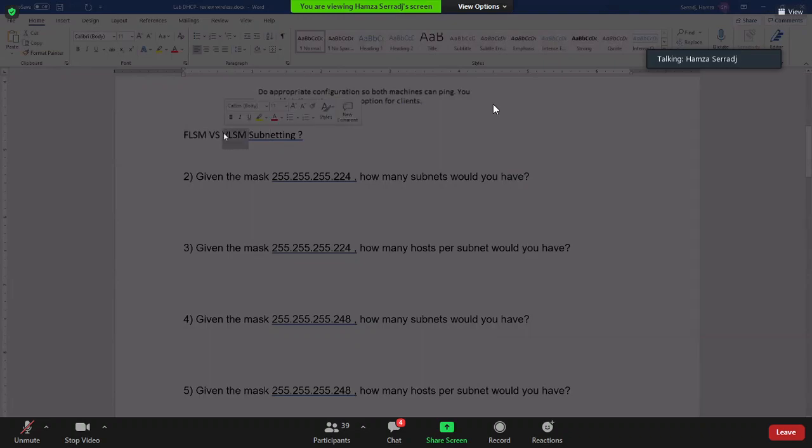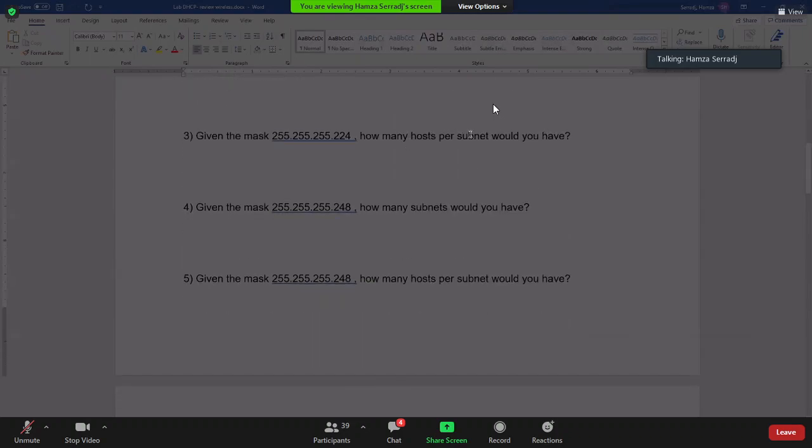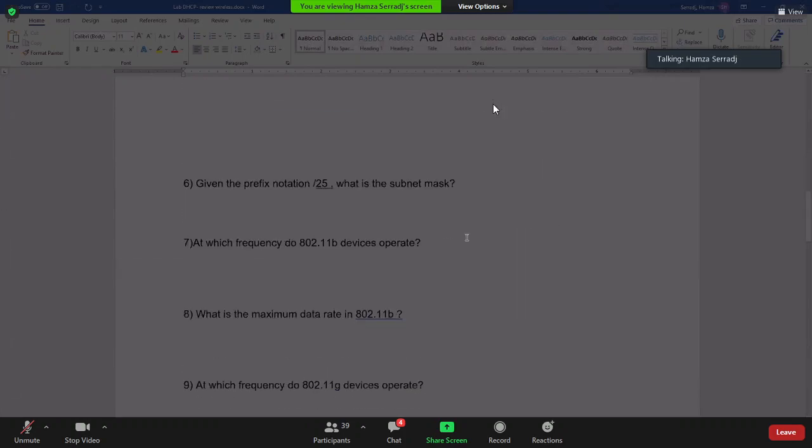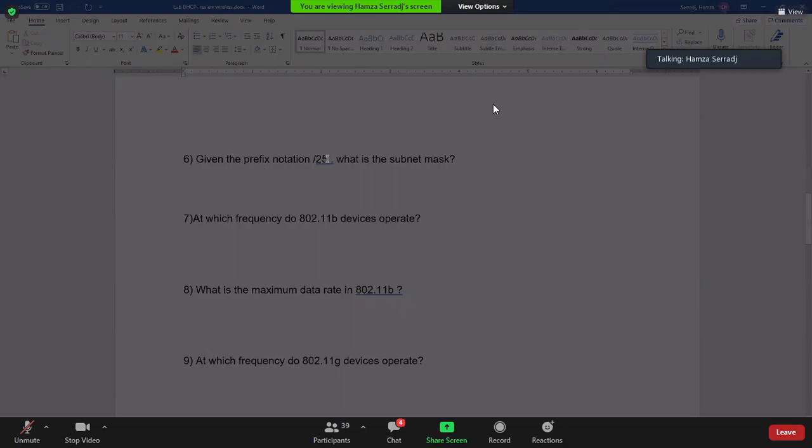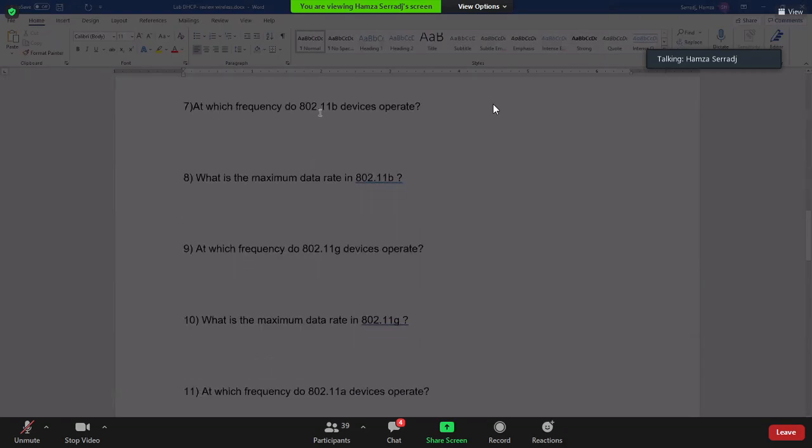This is VLSM. This is how we work here in reality. So we add just another thing here: variable length subnet mask subnetting. So you put a definition here. What is the difference between them? And after, he's asking you some questions here. Given the mask 255.255.255.254, how many subnets, how many hosts? How many subnets in this one, how many hosts in this one? Given the prefix /25, what is the subnet mask?